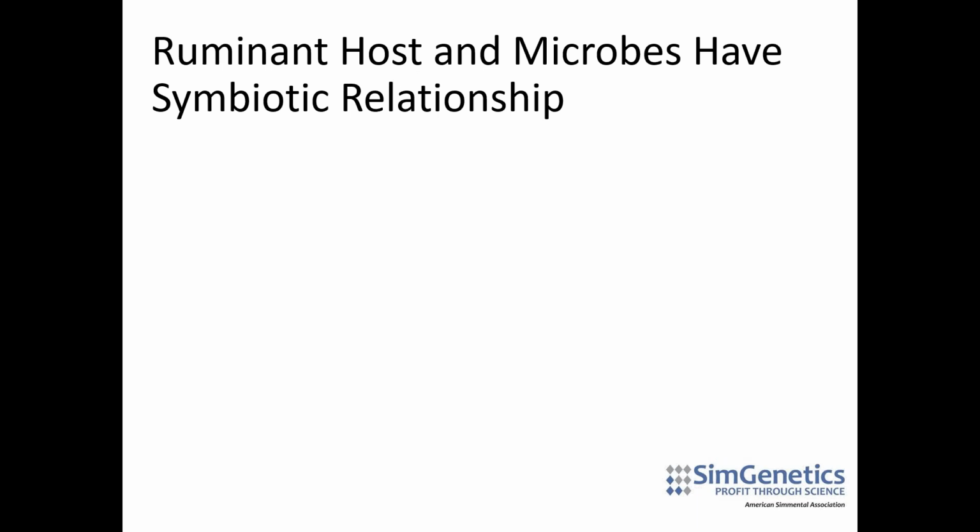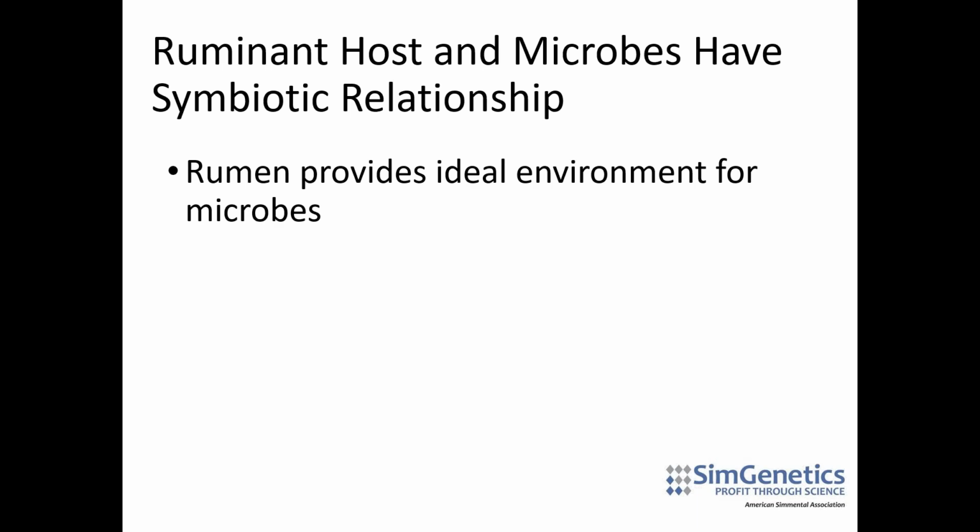So you might be wondering, well, what's in it for each of these critters? The ruminant host, so the cow or the sheep or the deer, and the microbes have what's called a symbiotic relationship. In a symbiotic relationship, both parties benefit. Now, with a parasitic relationship, that's not the case, right? Parasites would live on the host animal and usually cause the host animal some sort of harm. But with symbiotic relationships, both parties benefit. So both the ruminant host and the microbes benefit.